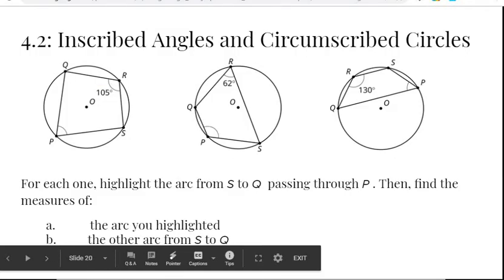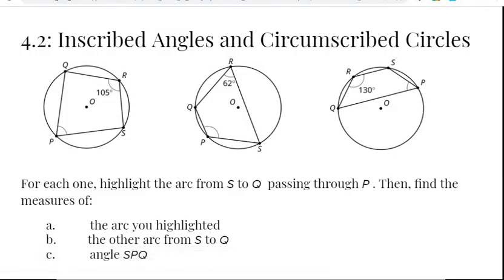First of all, for each of the 3 figures, notice that the quadrilaterals are all marked with the same letters, P, Q, R, S. In each case, we're going to highlight the arc that extends from S to Q, the one passing through point P. So start at S, and use a highlighter or a colored pencil, and highlight from S all the way to Q, going through the letter P.